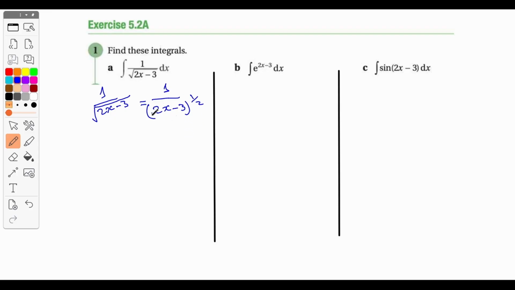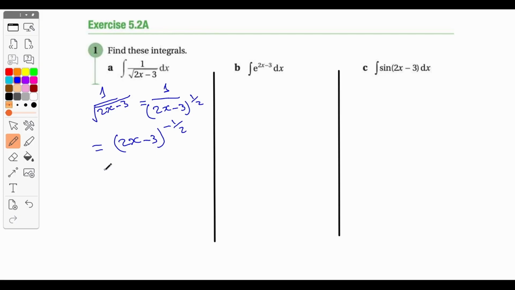Then if we lift this denominator to the numerator, to the top, it will be 2x minus 3 power of negative half. Any denominator could be shifted to the top by changing the sign of the index. Here the index is half; if you lift this one to the top, it will be negative half. So our question here could be written as the integral of 2x minus 3 power of negative half.